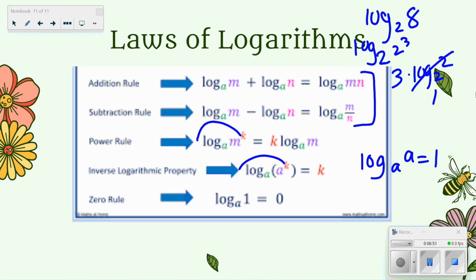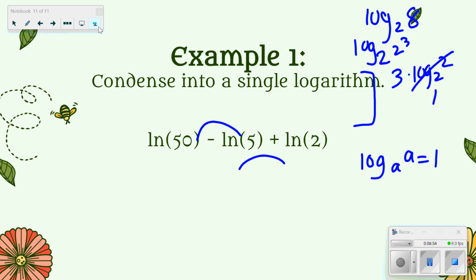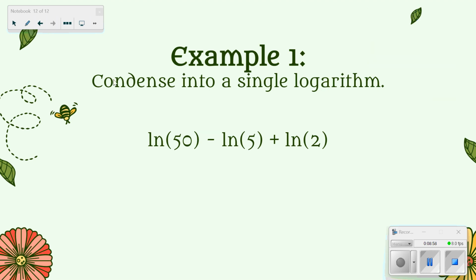All right, let's keep going. So I want you guys to take a moment and jot this question down, and then we'll talk about what the directions mean and how we can think about doing it. All right, so our directions. Condense into a single logarithm. So, does everybody see? Single. 1 log expression. In this case here, we have ln. So our answer should just have 1 ln.